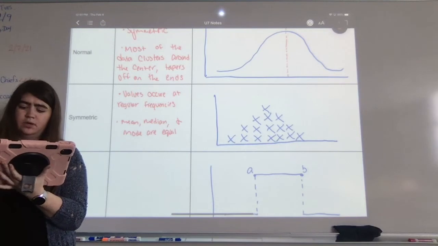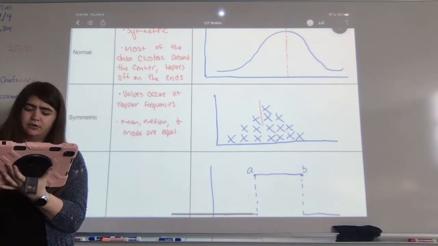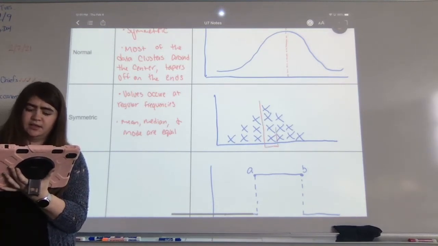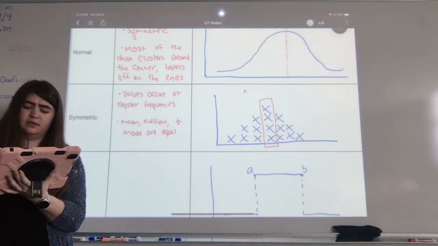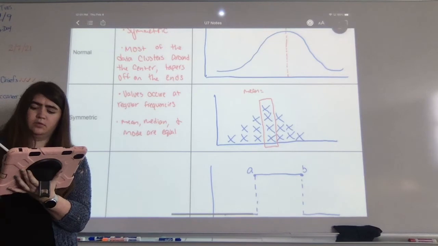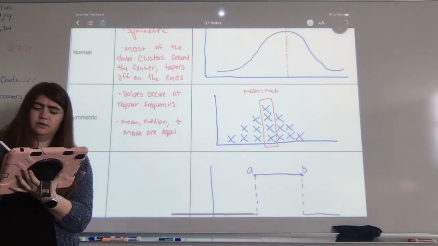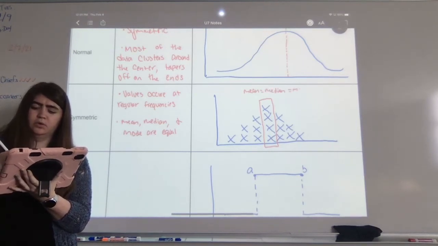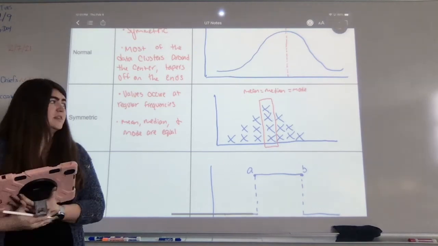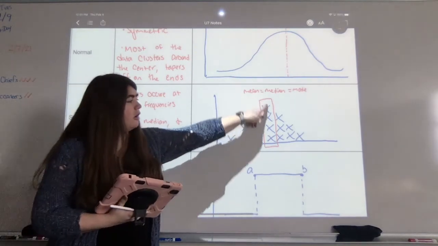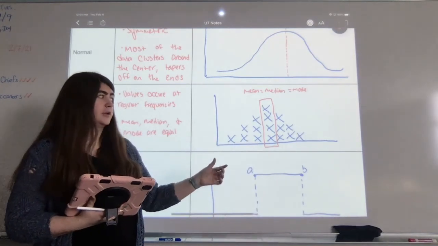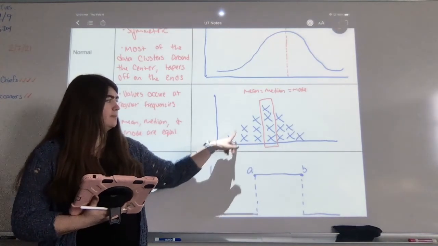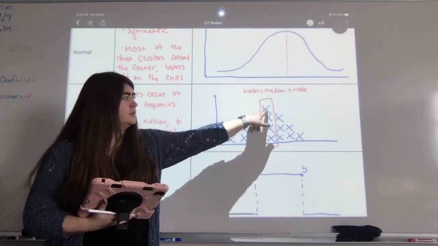So it is equal on both sides. You have a steady increase on the way up and that exact same decrease on the way down. And this is the mean, which is equal to the median, which is equal to the mode. So all of those three things, mean, median, and mode, are all in this column. And just to clarify, when I'm saying that it occurs at regular frequencies, you're going up by 1, and you go down by 1.